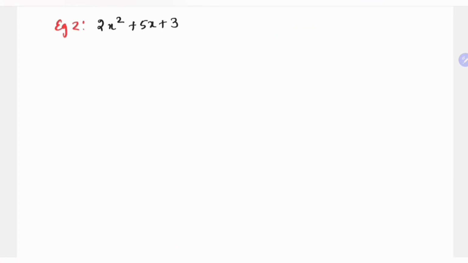Let's take another example. This is similar to example 1 with a slight variation in the signs, right? So now I'll write it as sum product. What should be the product here? It should be multiplied by 3 and 2. You should always take the coefficient of x square, that is the number adjacent to x square, which is 2, and the constant, which is 3. So multiply this. 3 into 2 is 6.